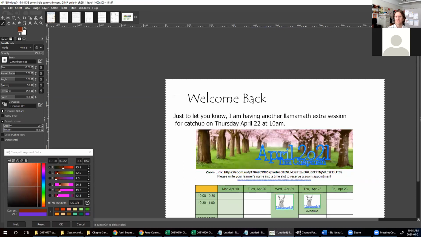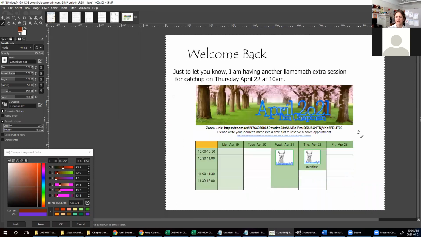Just to let you know, tomorrow morning at the same time, at 10 in the morning, I'm going to have an extra math session, LlamaMath extra session, for the catch up. So if you didn't get part of chapter 2 and you got a terrible mark and you want to figure that out and redo it, then absolutely you can come into my overtime session. It's going to be tomorrow, the 22nd at 10 o'clock, and log in, ask me any kinds of questions about any of the material that we've gone over.